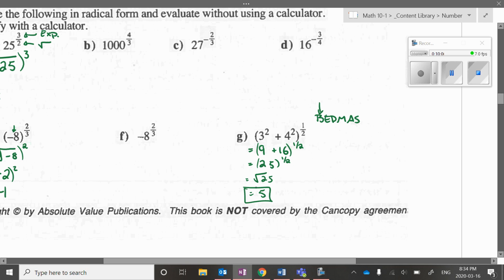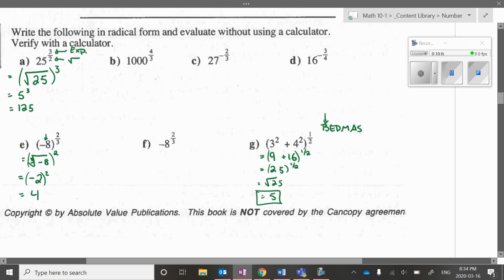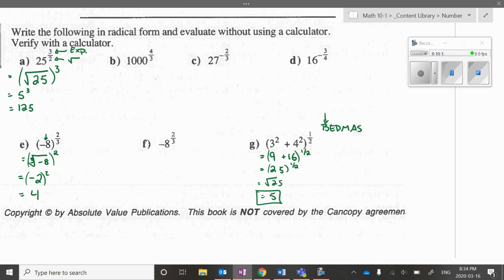Okay, I want you to try the rest of these on your own. So pause the video, try them, and then you can check your answers with mine. Pause the video, that's really important. Remember, I'm not there to teach you and reinforce this. You have to make the smart choices. This is what's good for your learning.